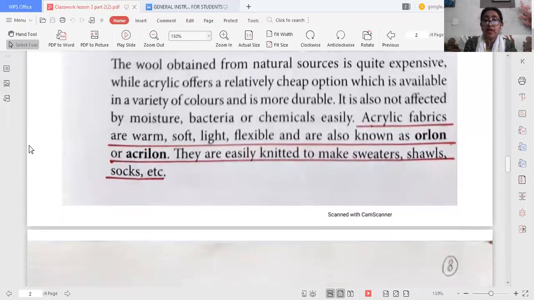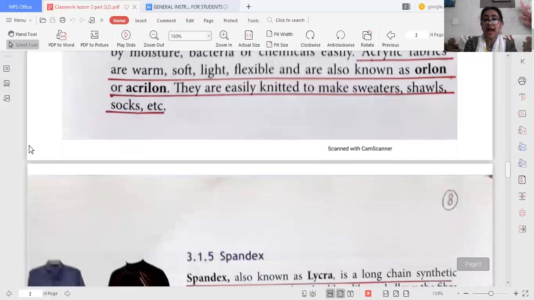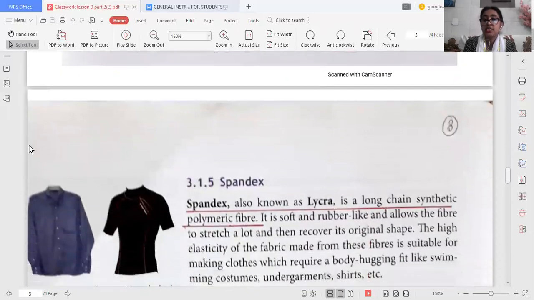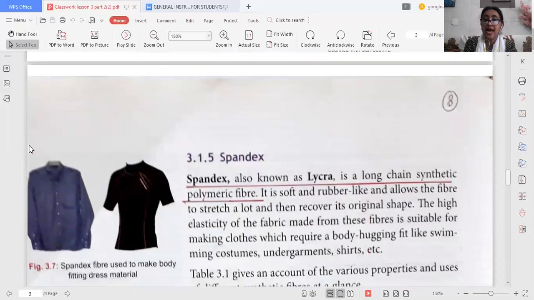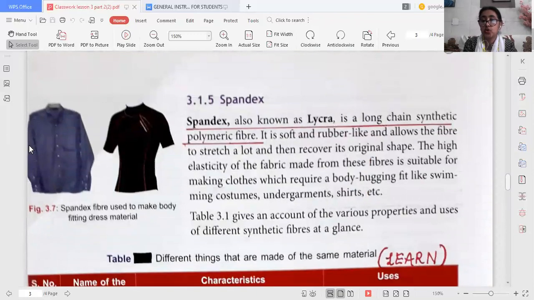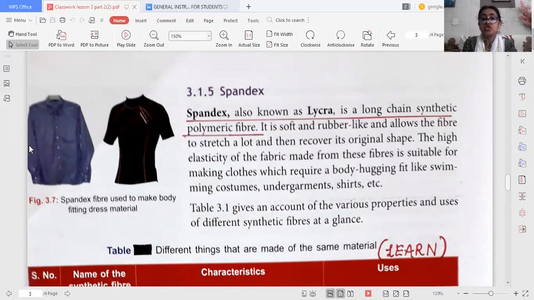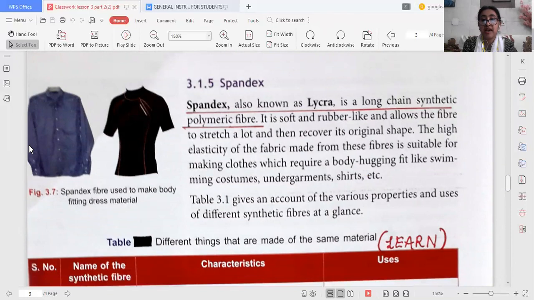Now comes another one known as spandex. Spandex is also known as lycra. It is a long chain synthetic polymer fiber. It is soft and rubber-like, meaning it has very high elasticity. It is always used where a body-hugging fit is required, like swimming costumes, undergarments, and shirts.